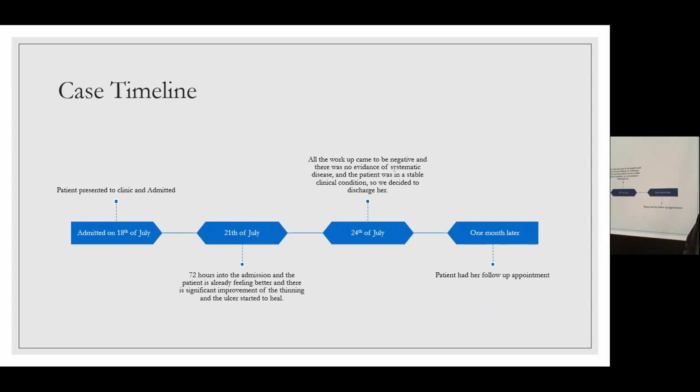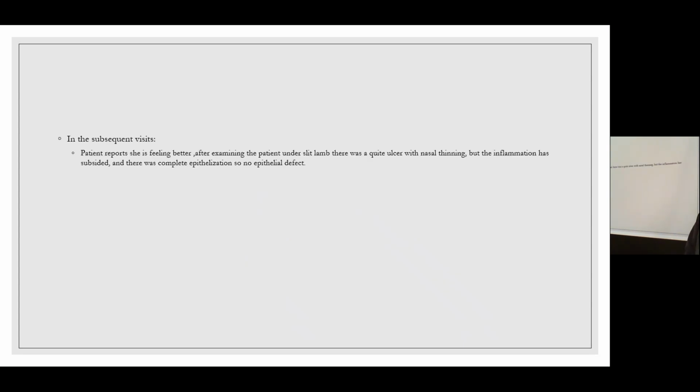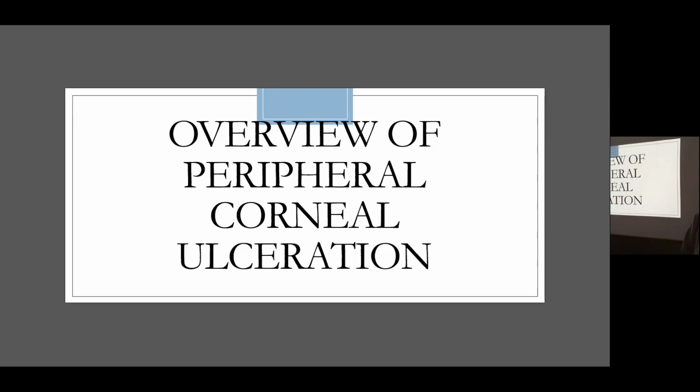So 1 month later, at a subsequent visit, the patient reported that she is feeling better. And under the slit lamp, there was a quiet ulcer with nasal thinning, but the inflammation had subsided, and there was complete epithelialization of the ulcer and no epithelial defect. So since we're done with the case, I'm going to present an overview of the peripheral corneal ulcer.